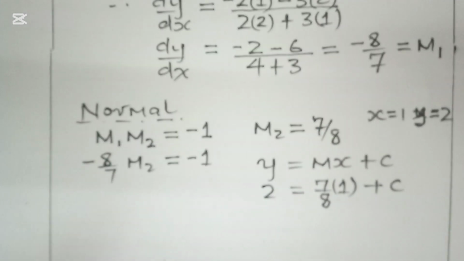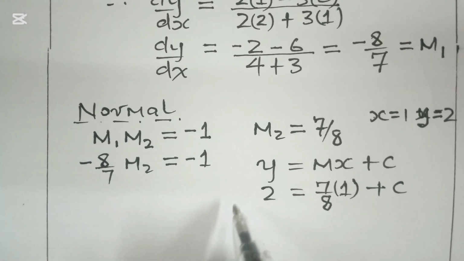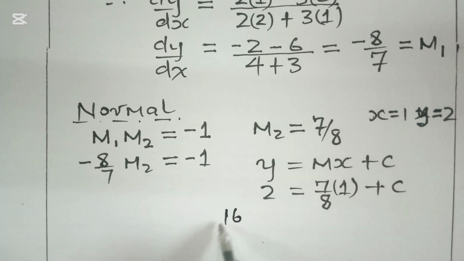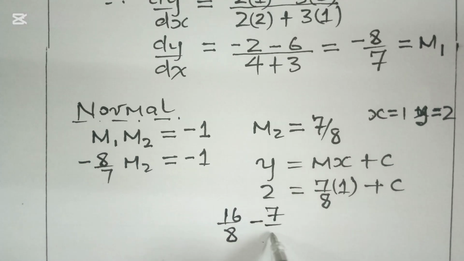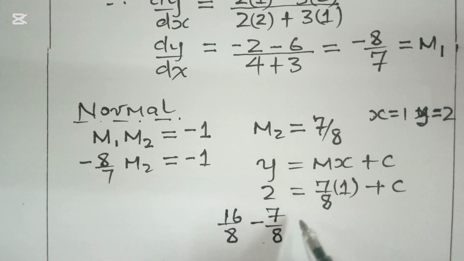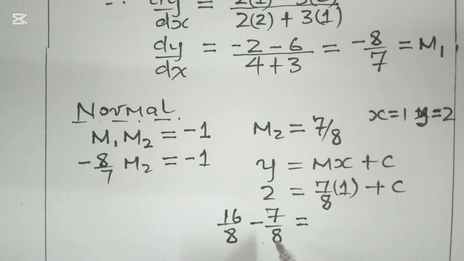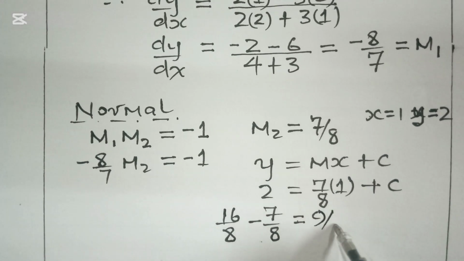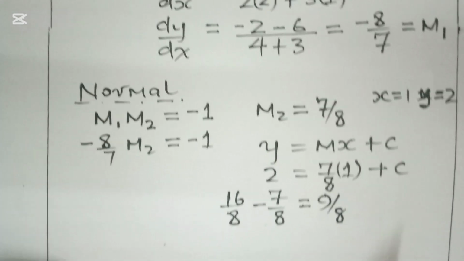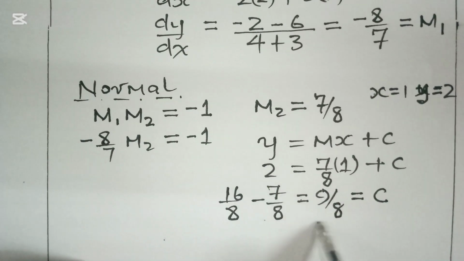So guys, I can put my 2 here. I can write it in the form of 16 over 8, which is the same as 2. Now minus, I bring this one, minus 7 over 8. So this is now going to give me 9 over 8. So my constant is going to be equal to 9 over 8.